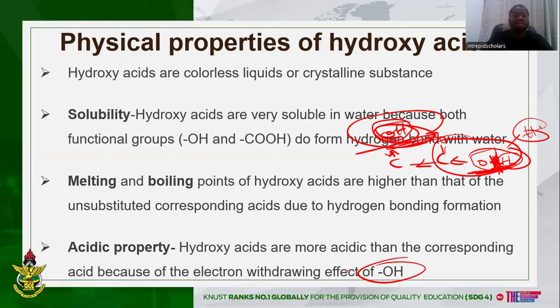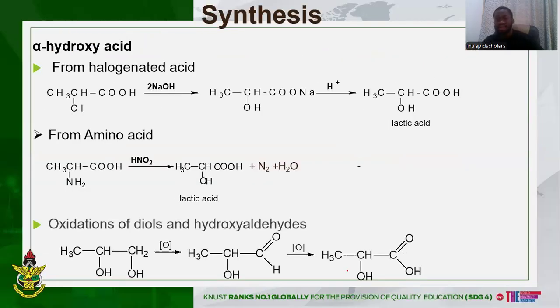I have explained this. Synthesis. Now, for the synthesis, the method for synthesizing alpha hydroxy acid is different from beta in a significant way, and different from gamma and delta. So we'll take each of them one after the other and talk about it. The first one would be how to synthesize alpha hydroxy acid.